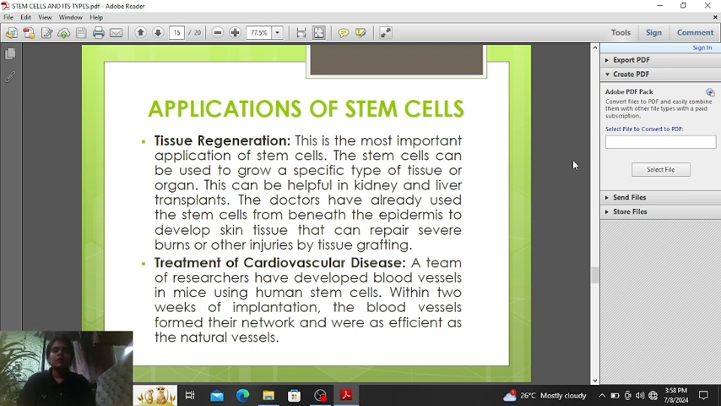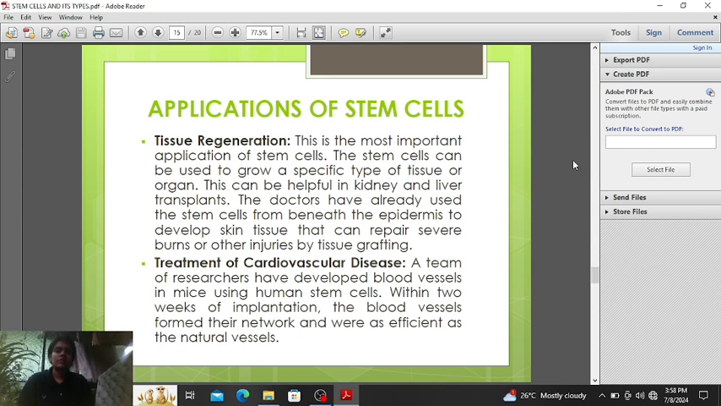This can help in kidney and liver transplants, and doctors can also use these stem cells from beneath the epidermis to develop skin tissue that can repair severe burns and other injuries caused by tissue grafting. So, treatment of cardiovascular diseases.